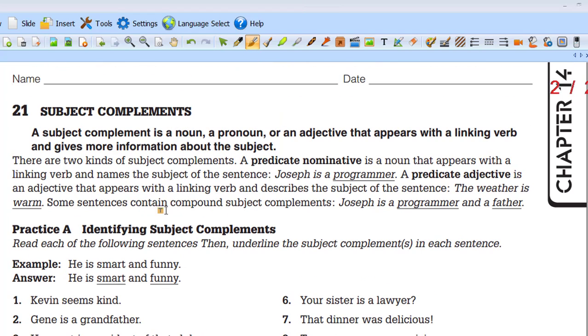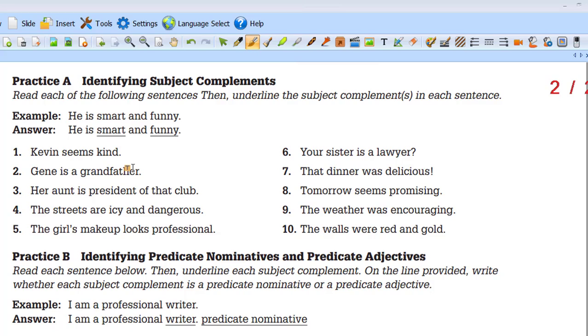Now we have subject complement. A subject complement is a noun or pronoun or an adjective that appears with what? Linking verb. This is very important. So what comes after a linking verb, we call it subject complement. This subject complement may be either the predicate nominative. If it's a noun, we call it predicate nominative. If it's an adjective, we call it predicate adjective. And the definition is written here. Predicate nominative and predicate adjective. Then we have some examples here.